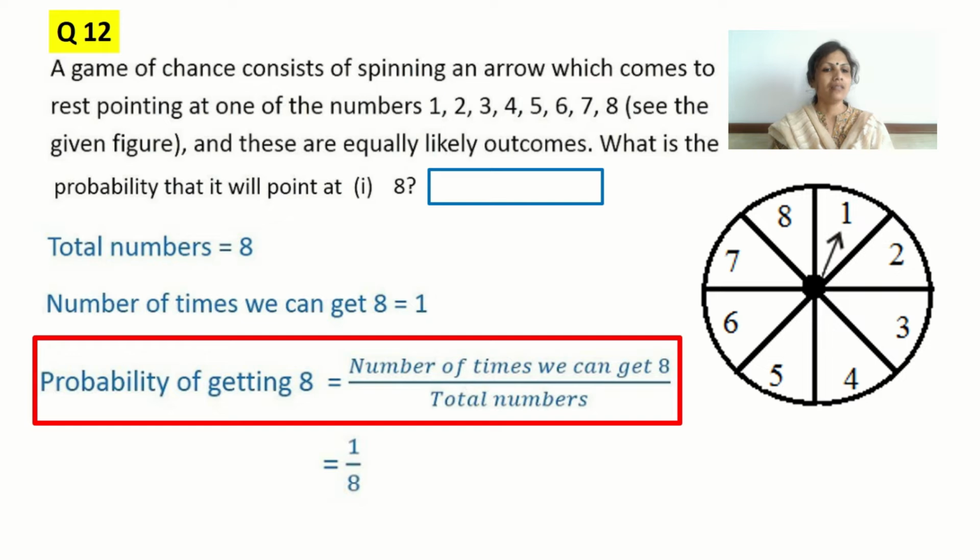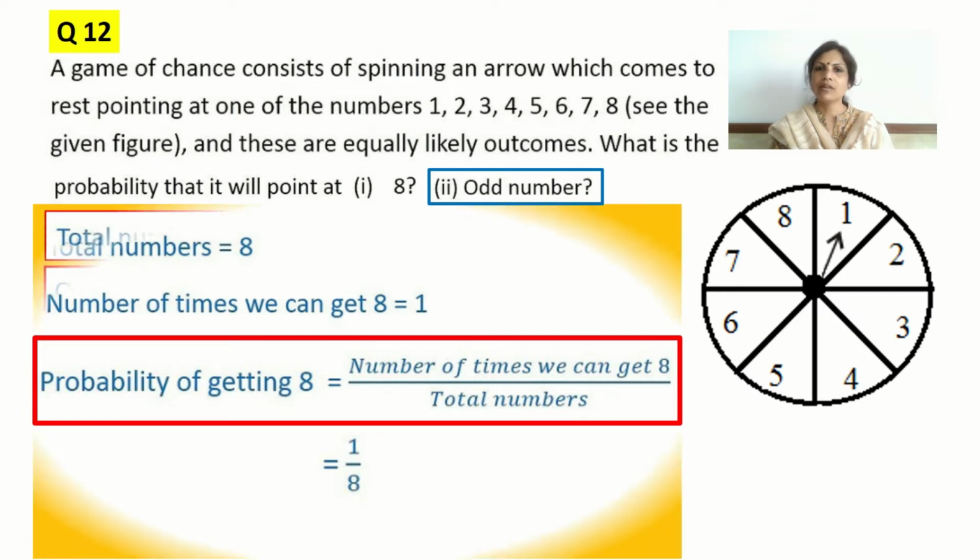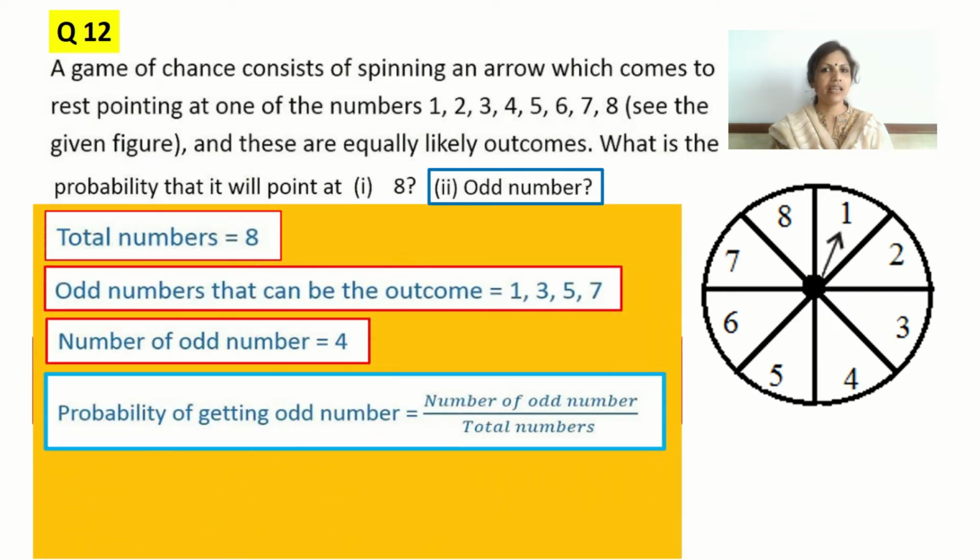You are asked what is the probability that the pointer will point at an odd number. So our data is total numbers which are there on the spinning wheel is 8 and odd numbers that can be our outcomes are 1, 3, 5 and 7. So on the spinning wheel you can make out that all odd numbers are 1, 3, 5 and 7 and these are 4 odd numbers.